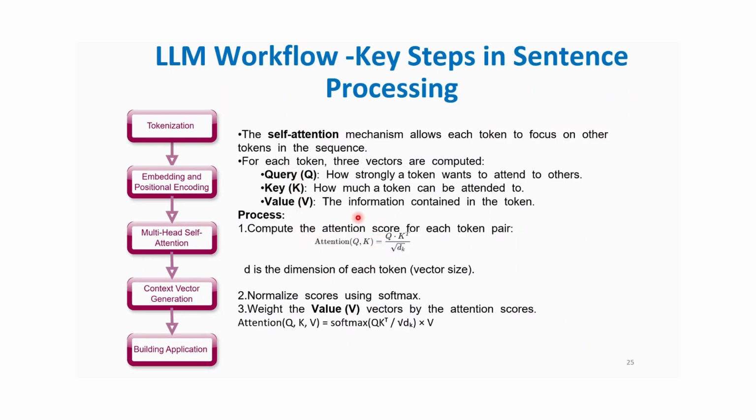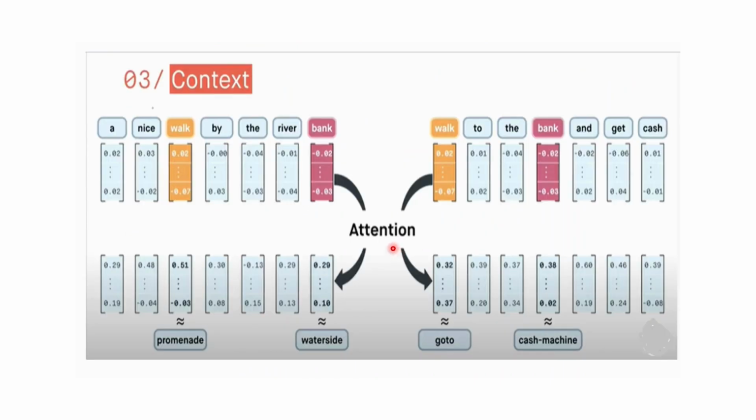This is how the attention score is calculated between a query vector and a key vector. We take the dot product of the query vector and the transpose of the key vector, divided by the dimension of each word. You will understand this better when you look at this picture. So this is how the attention works.